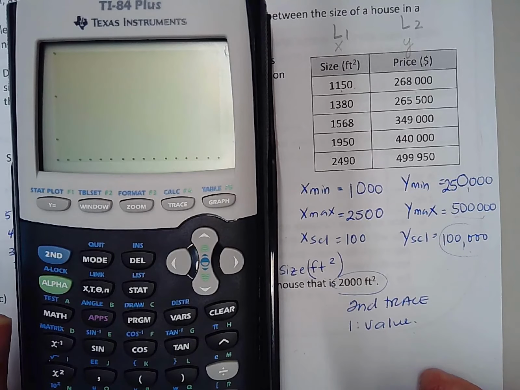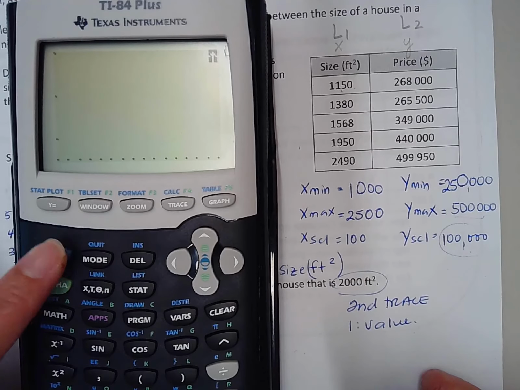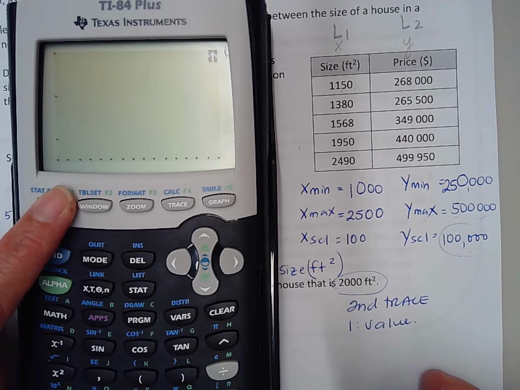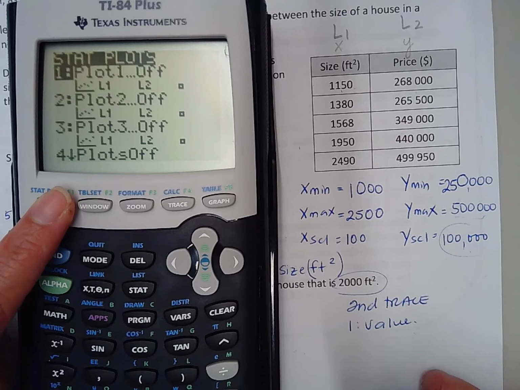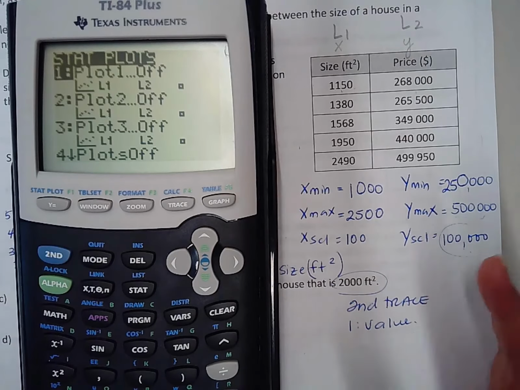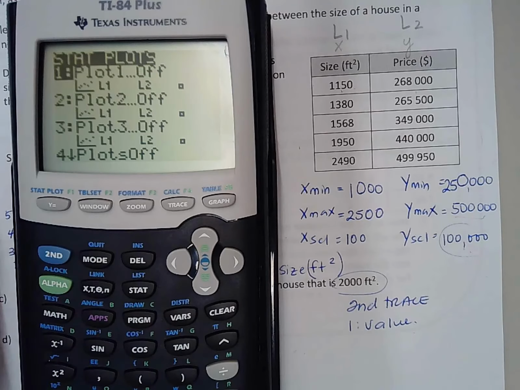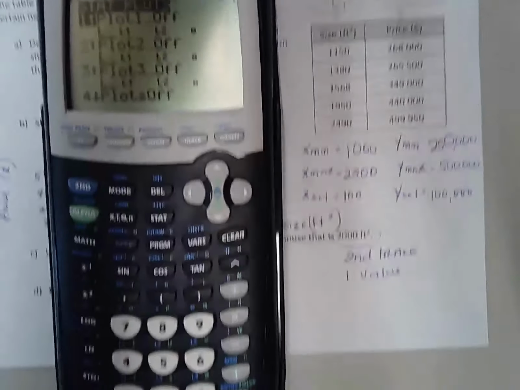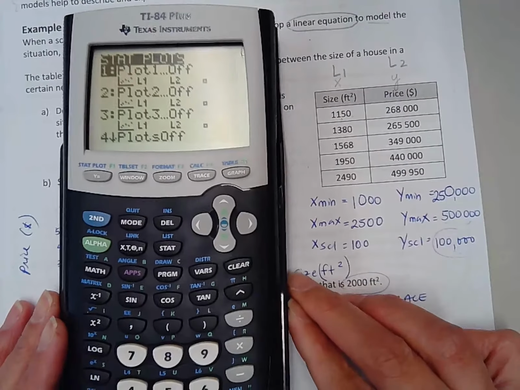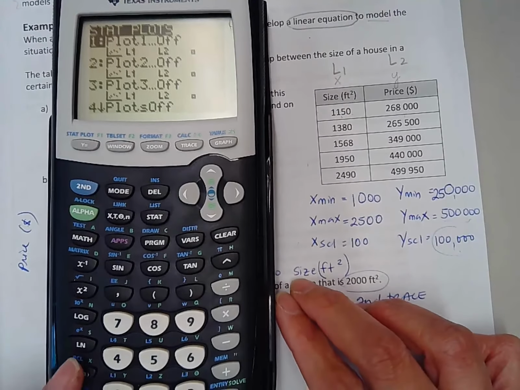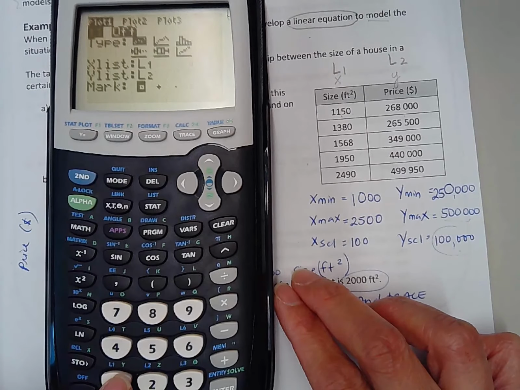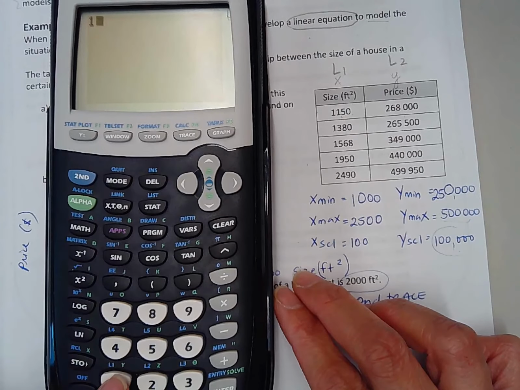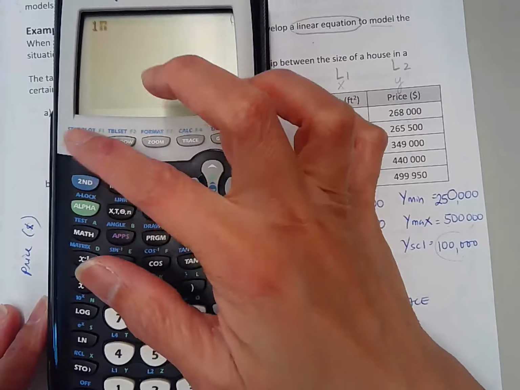So how do you turn on the stat plot? Second function, y equals. Because we reset this, everything cut off. That's why. So I'm gonna turn it on. Press 1.